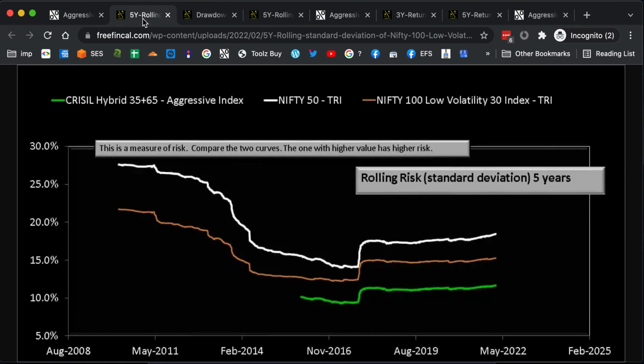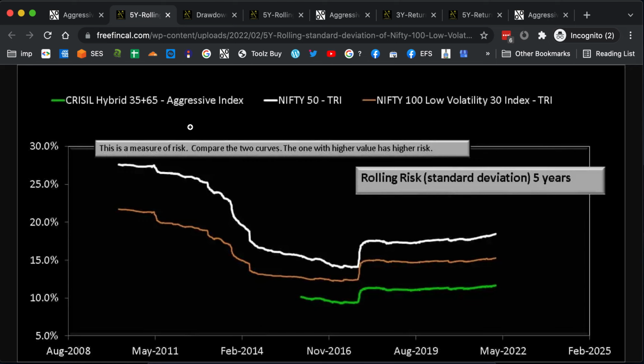So let's start with the 5-year rolling standard deviation. This is the standard measure of volatility. The white one is the Nifty 50 TRI, the brown is the Nifty 100 low volatility 30 TRI, and the green is the CRISIL hybrid 65% equity, that is BSE 200, and 35% CRISIL composite bond. So this is the CRISIL hybrid 65-35 aggressive index.